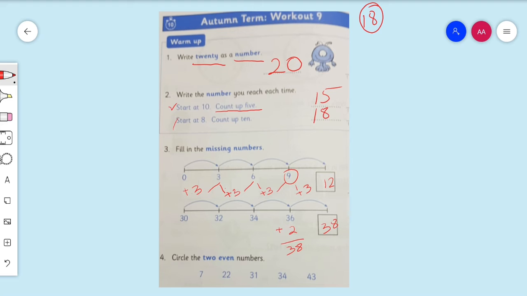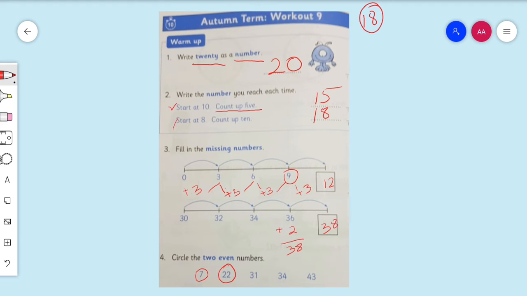Question number 4 says circle the two even numbers. So the even numbers are those numbers that are divisible by 2, or the numbers ending with 0, 2, 4, 6 and 8. So let's look for those numbers that are ending with 2, 4, 6 and 8. Number 7 cannot be an even number because it's not divisible by 2. And the second number is not ending with 2, 4, 6, 8 or 0. So that's not an even number, it's an odd number.